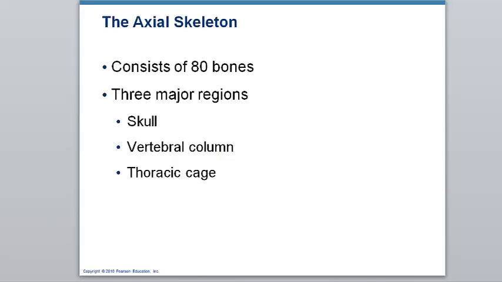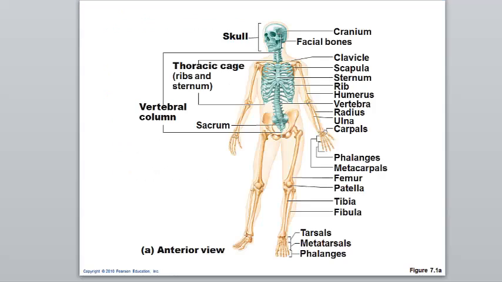So the skeletal system is divided into two: the axial skeletal system and the appendicular skeletal system. We're going to start off with the axial skeletal system, which includes 80 bones. It includes the skull, the vertebrae, and the thoracic cage. Over here you can see all the green in this picture is axial skeletal system, and the yellow is all appendicular skeletal system.